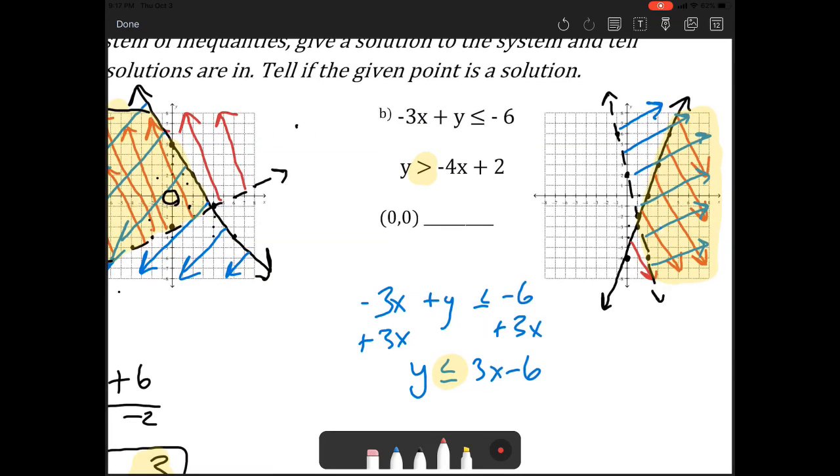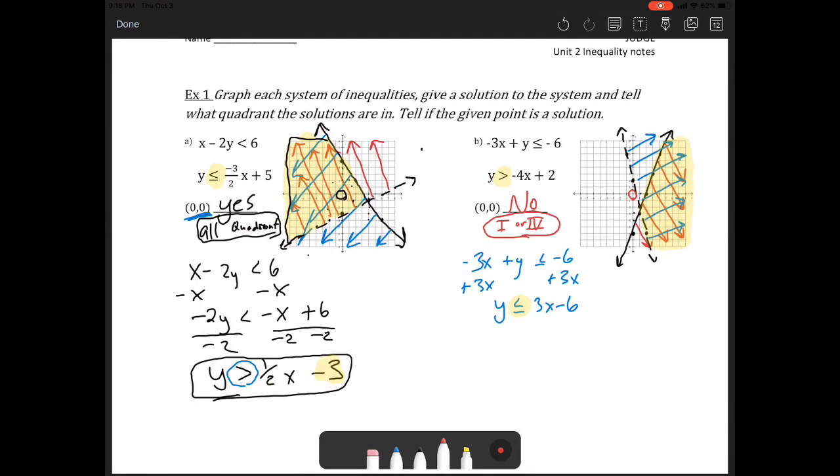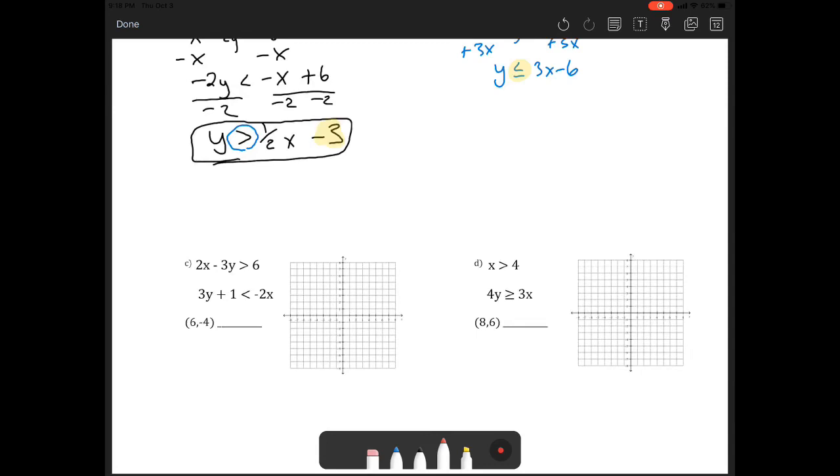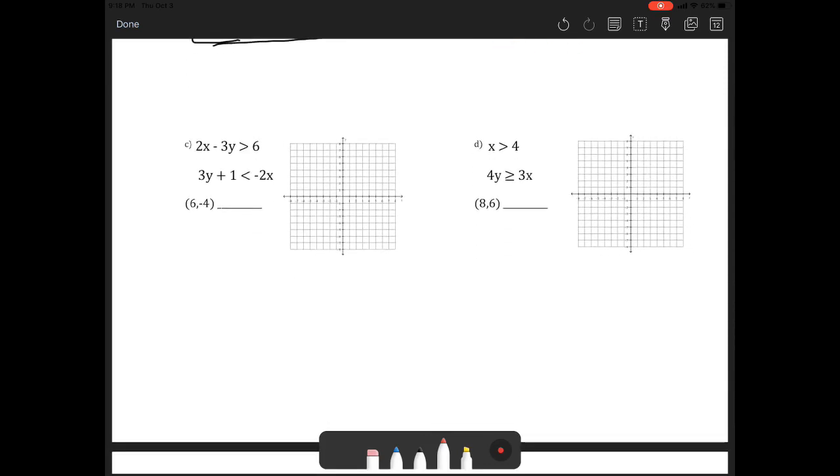So on this one, zoom in a little bit for y'all, is (0, 0) a solution? No, it's not in our yellow shaded area. But where could a solution fall? Well, that's going to be in the first or the fourth quadrant. Those are the only places you can find solutions. Okay, so we've got 2 more examples on this page, guys.